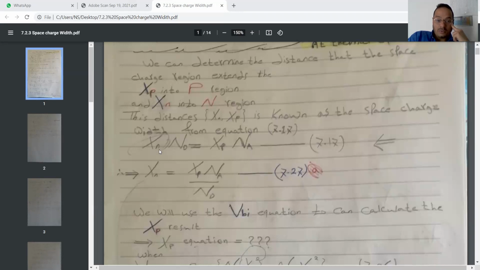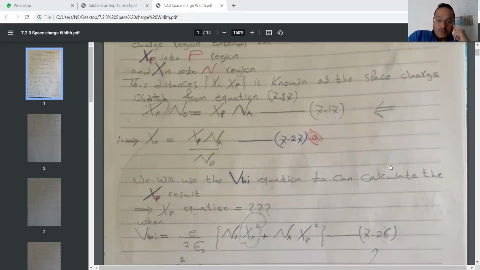The width in the N region times the donor concentration equals the width in the P region times the acceptor concentration. From this equation, we can know the last equation for the width in the N region, because it will be the width in the P region times the acceptor concentration divided by the donor concentration, and this equation from the source is number 7.27.